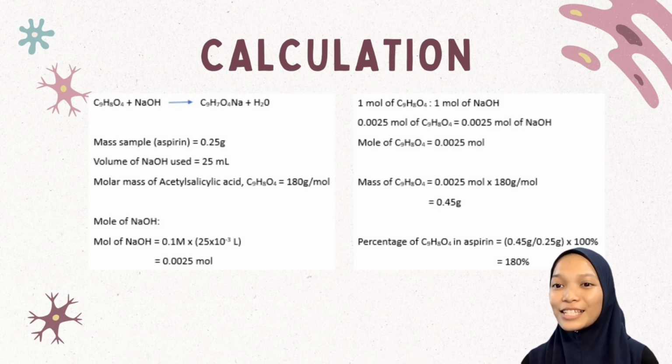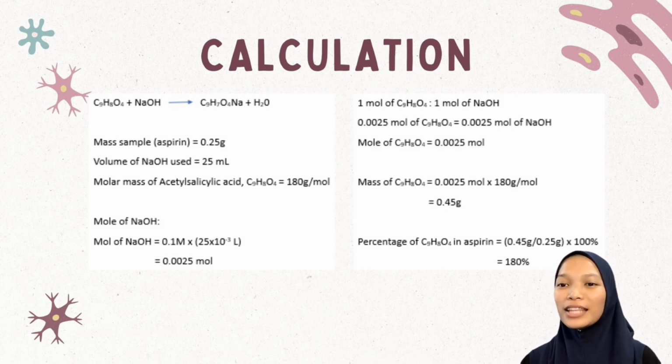Okay, after we have the mole of sodium hydroxide, we can compare with the acetyl salicylic acid to get the mole of acetyl salicylic acid. As we can see at the balanced equation, 1 mole of acetyl salicylic acid is equal to 1 mole of sodium hydroxide. So the mole of sodium hydroxide is 0.0025 mole. Same goes to the mole of acetyl salicylic acid.